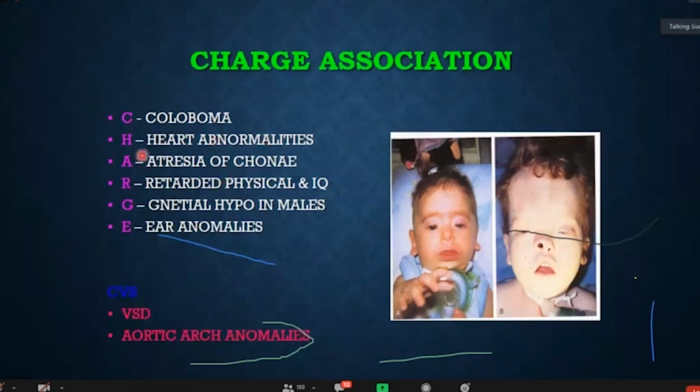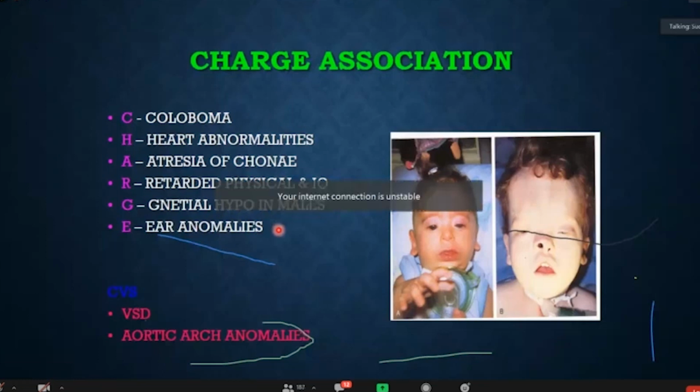Coloboma, heart abnormalities. The heart abnormalities you get are VSD and aortic arch abnormalities. But the other thing you should look for is, A stands for atresia of choana. You can see it in this child. Retarded mental or physical IQ. You can see the facial features, genital abnormalities and ear abnormalities. So these are what is seen in CHARGE association.